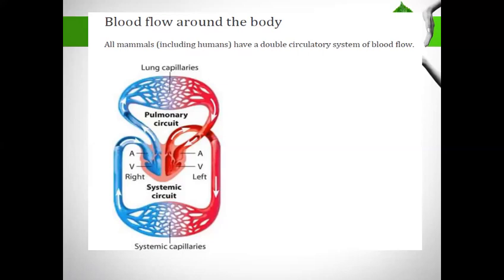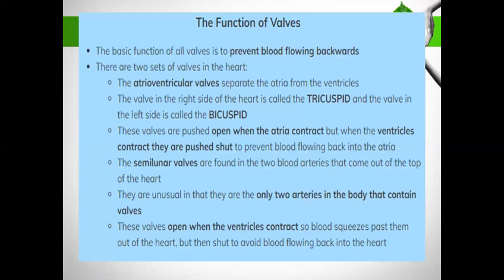Yes. Did you understand the difference between the systemic circulation and pulmonary circulation? Okay. Now we'll move to the next slides.